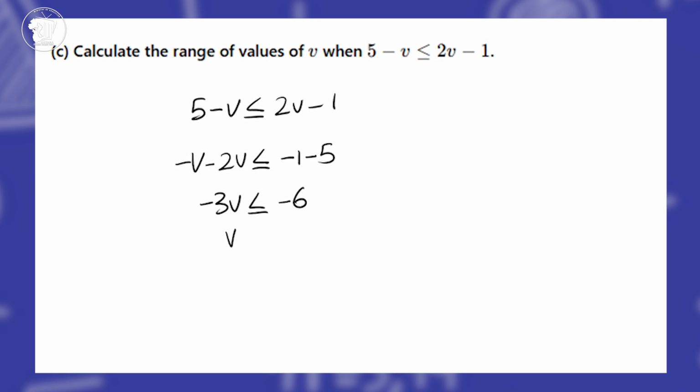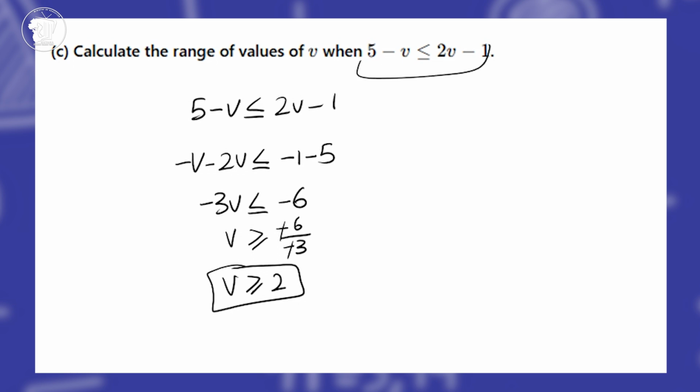So instead of less than or equal to, this will be greater than or equal to negative 6 divided by a negative 3. So v would be greater than or equal to, this negative will cancel out, 6 divided by 3 would give us 2. So v would be greater than or equal to 2. And this would represent the range of answers that will satisfy this inequality.